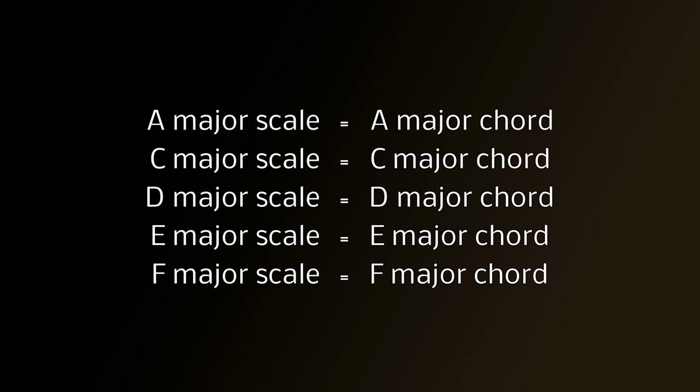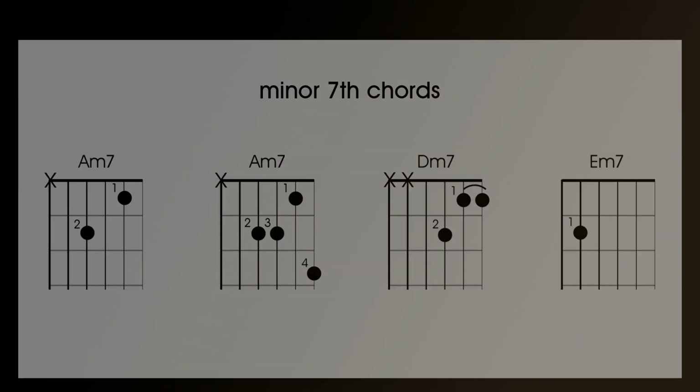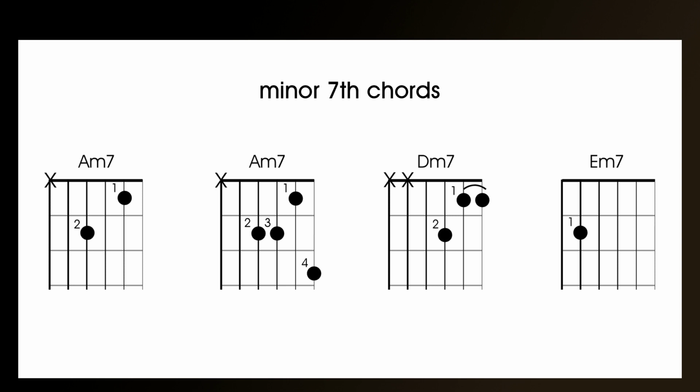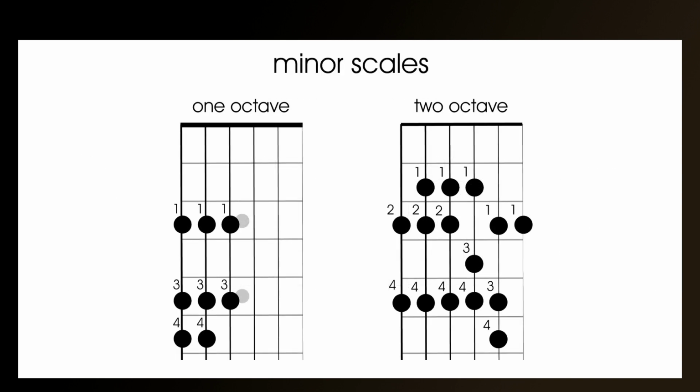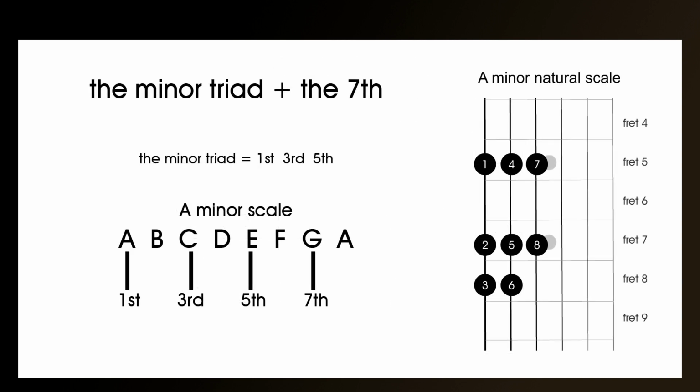Let's take a look at the minor seventh chord now. The structure of the minor seventh chord. To produce a minor seventh chord, we're going to use the natural minor scale, or the minor natural. It doesn't matter which order you put it in. For this example, we're going to use the A natural minor scale.